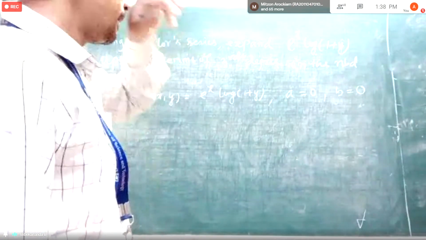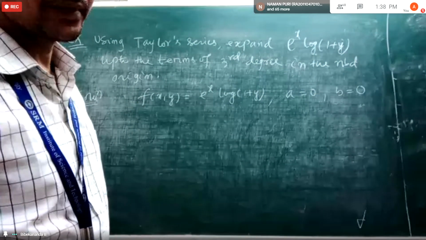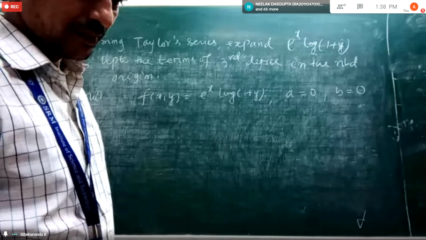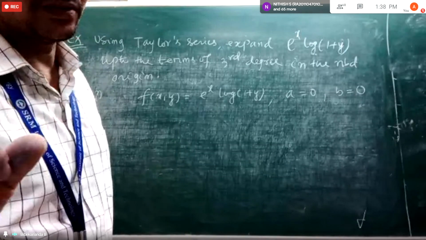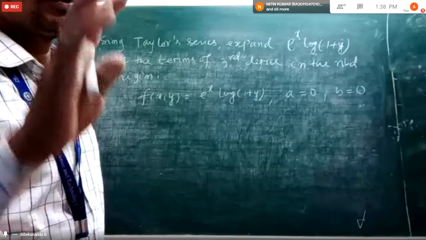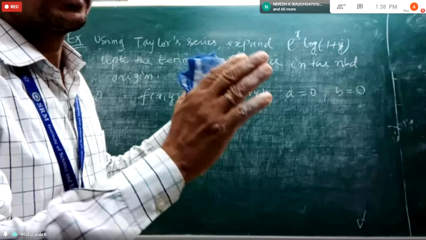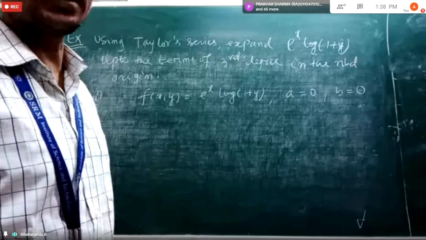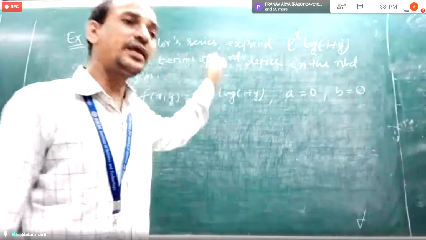Now, for that purpose, what do you do? After writing this, Maclaurin series, immediately you write the formula of the Maclaurin series. That is the approach. If you write the formula, then automatically you will understand which terms need to be found out. That's why after this step, you immediately write the formula.